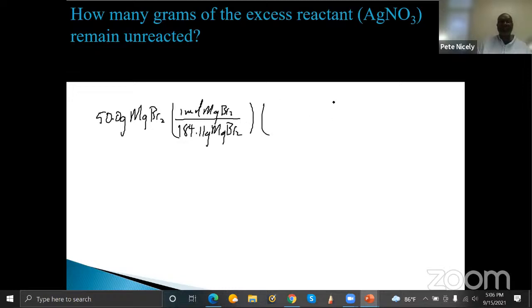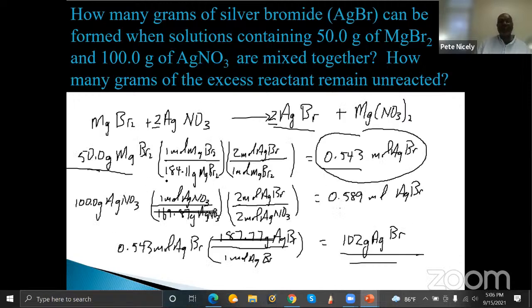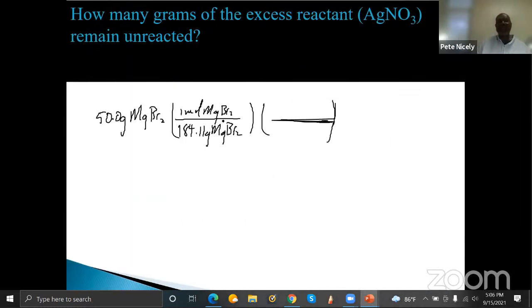Now the next conversion factor is going to be the mole ratio between the magnesium bromide and the silver nitrate. And if you look at the equation that we determined, let me go back to the previous page, you'll see that the mole ratio between the magnesium bromide and the silver nitrate is 1-to-2, right? So the next conversion factor is where we have 1 mole of MgBr2 and 2 moles of AgNO3.